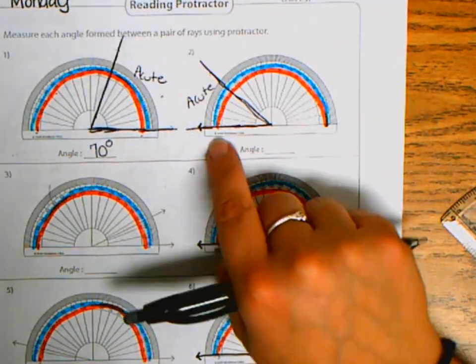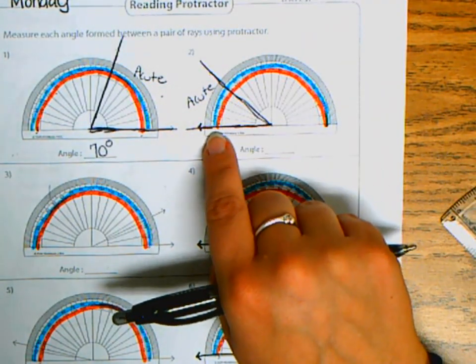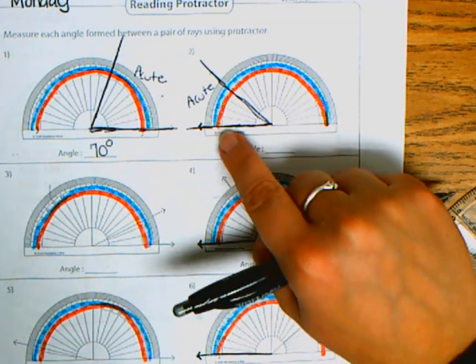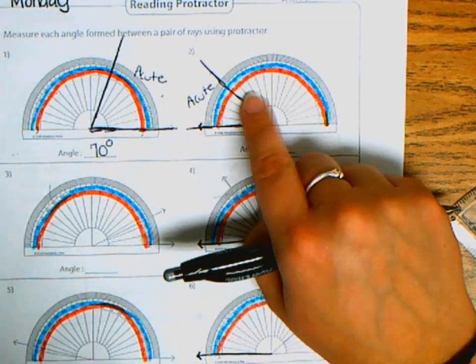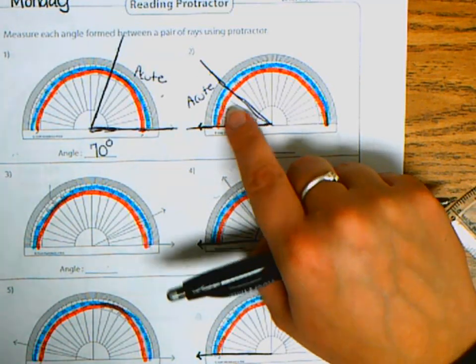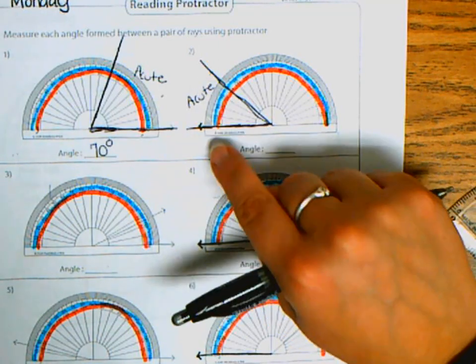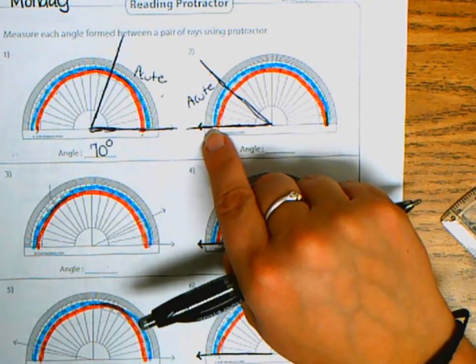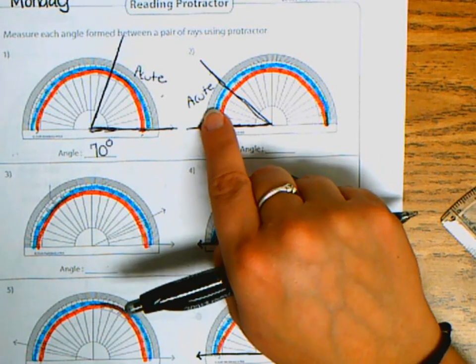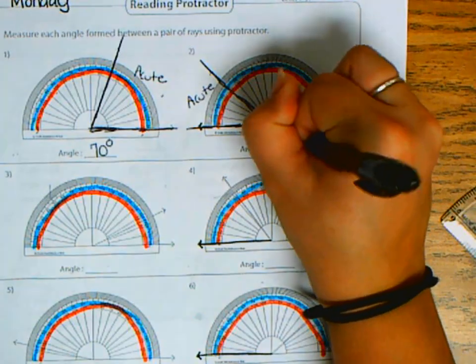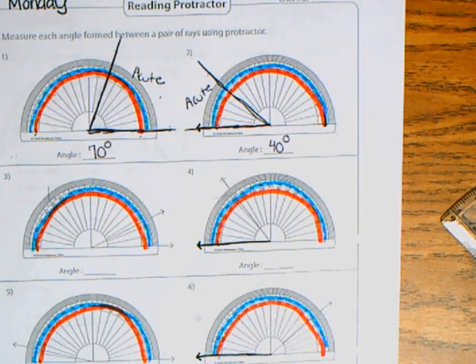So now I have to figure out which set of numbers I'm going to use here. Well, on this one, the red starts at 180, and we know we're trying to start at 0. And I know it's an acute, so it can't be past 90. So I'm going to use the top set of numbers, or the blue line. So that's 10, 20, 30, 40. So this angle measures 40 degrees.